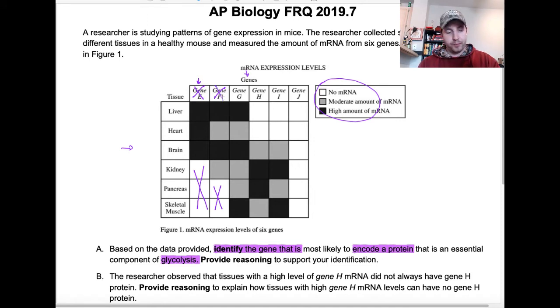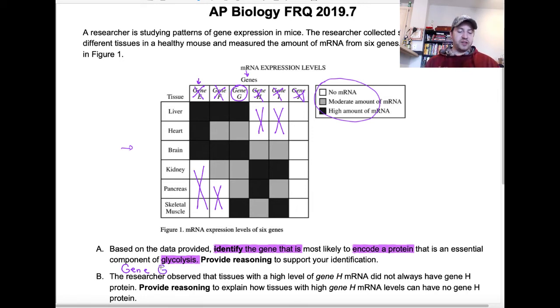Gene F, you're out. Gene G, I see high levels of expression in the liver, brain, and skeletal muscle. I see moderate expression in the heart, kidney, and pancreas. It is expressed in all tissue types, so I'm looking at gene G, but I'm going to run through the others just to make sure. Gene H, we don't see any expression in the heart or the liver. That's a problem. The same as with gene I. And then gene J, it's not expressed in any of these, so let's get rid of that one real quick. So taking a look at my data table, I'm going to confidently answer this has to be gene G that's responsible for this particular protein.